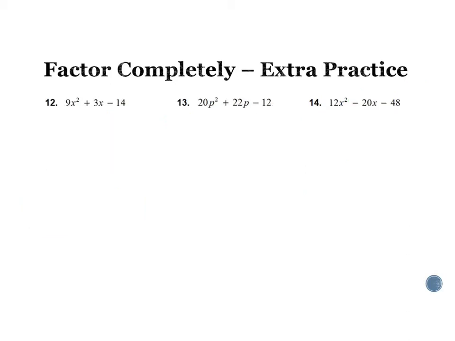All right, let's look at number 12. So we're going to check to see if there's a greatest common factor. There's nothing that goes into 9, 3, and 14, and not everything has an x, so there's no greatest common factor. So we're going to draw our two binomials. I did check, it's not a perfect square trinomial because 14 is not some whole number squared. All right, so we have to figure out what we want to try for first and first.